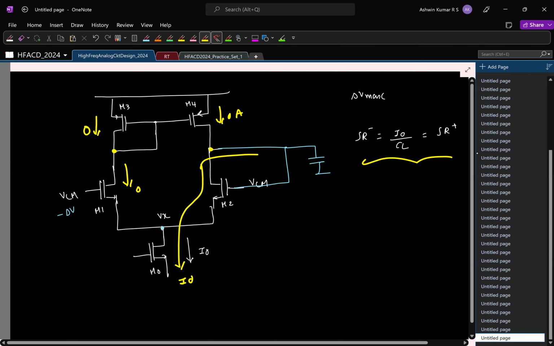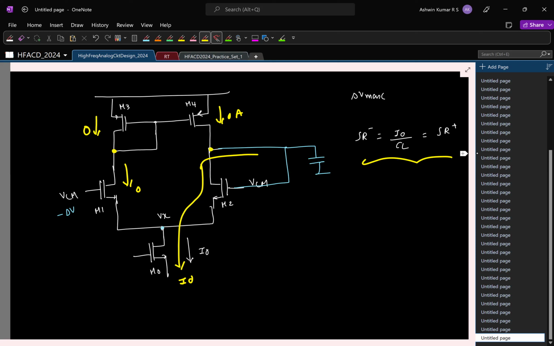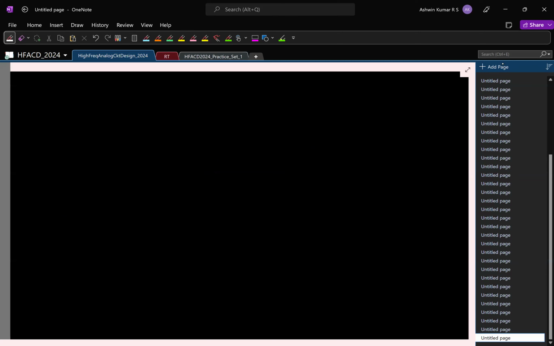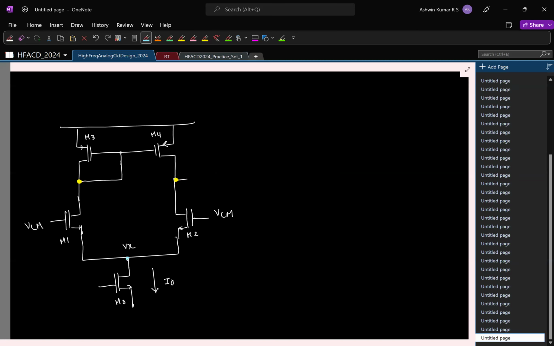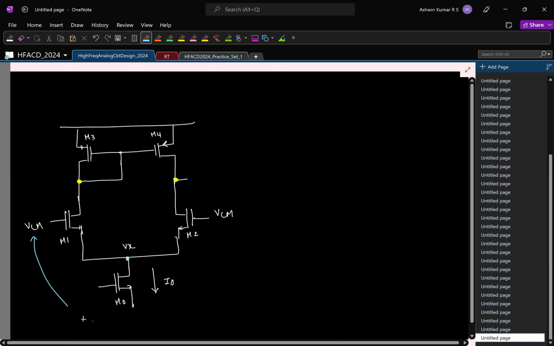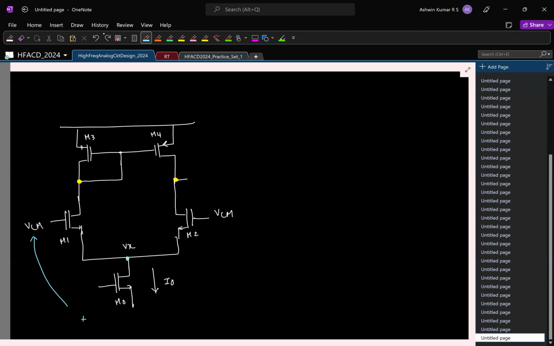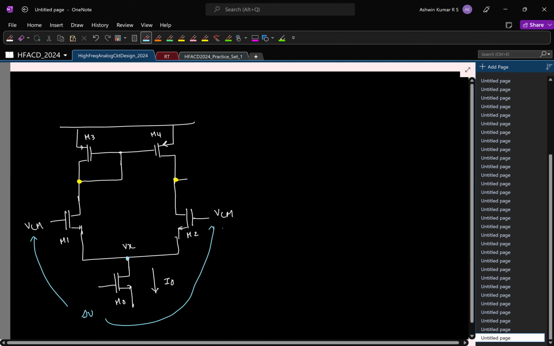This need not be the case always. In this OTA, it turns out to be the case. As we'll see in some other topologies, this need not hold good. Okay, so one related thing about this. Let's say I take this one. Now here, let us say I apply a step delta V, or a delta V change between the two gate voltages in this 5-transistor OTA. And then I try to plot this curve.